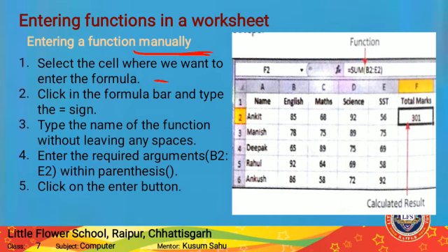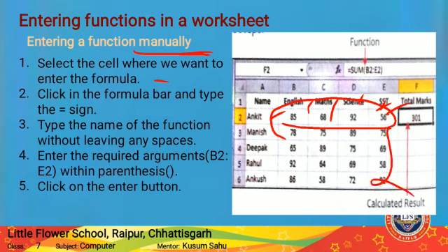Means here we cannot write B2, C2, D2, E2, all the cell names. Here generally we will write the starting and the ending one, that is B2 and E2. Then through this we get the total of all these four numbers, that is 301. We will repeat this for all these names or all these marks. So here is how to enter the function manually in the worksheet.